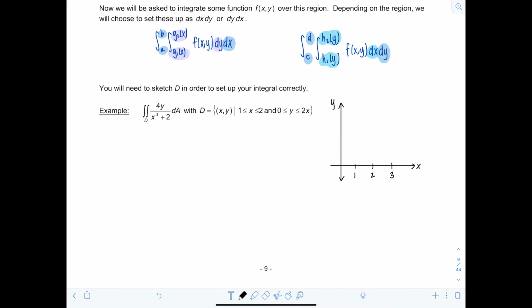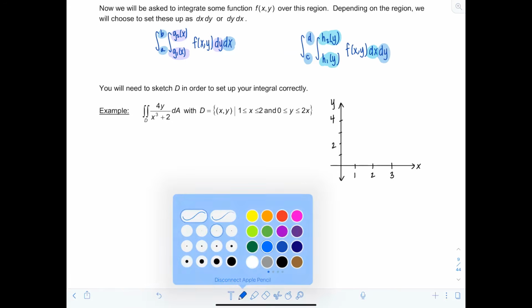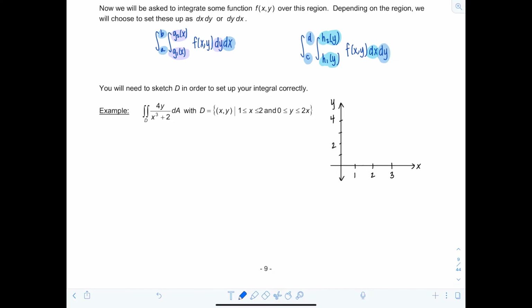And then y is between 0 and 2x, so y is going to have to go up to 4. No problem. So if y is 2x, at 1, y is 2, and at 2, y is 4. So here's y equals 2x. And then x is bounded between 1 and 2, from here to here. So here's our region D, over which we need to integrate.